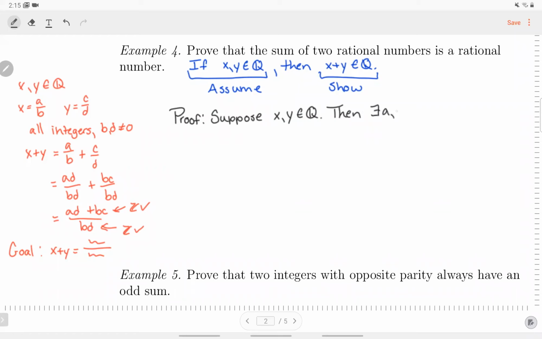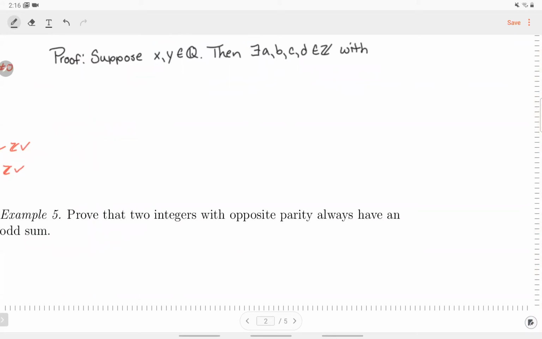Then there exist a, b, c, d in the integers, with b not equal to 0 and d not equal to 0, such that x equals a over b and y equals c over d.